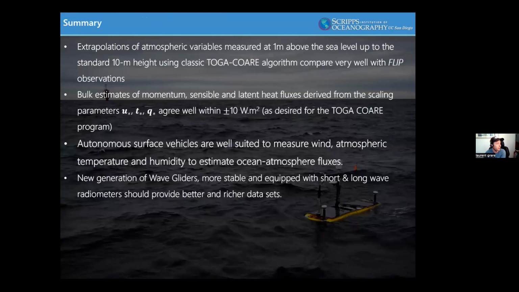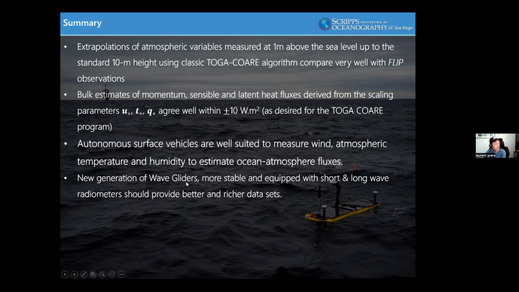So yeah, conclusion. The big takeaway message is that using an autonomous surface vehicle measuring wind, atmospheric temperature and humidity really close to the surface, we're able to extrapolate these values to 10 meters, and this extrapolation works really well compared to measurements made really close to 10 meters. And so that shows that the Wave Glider, or at least the surface vehicle, is well suited to make such measurements.